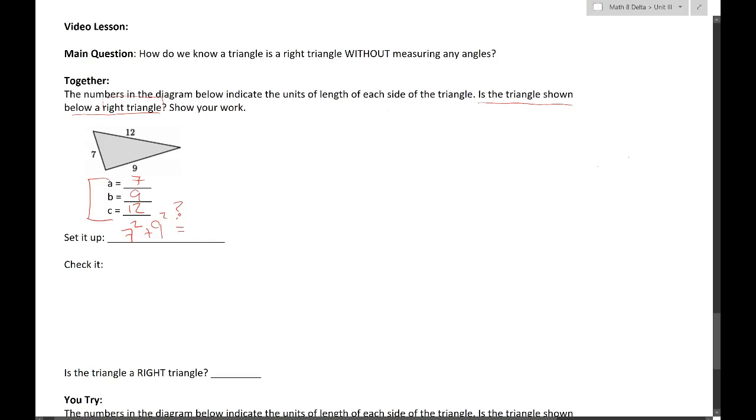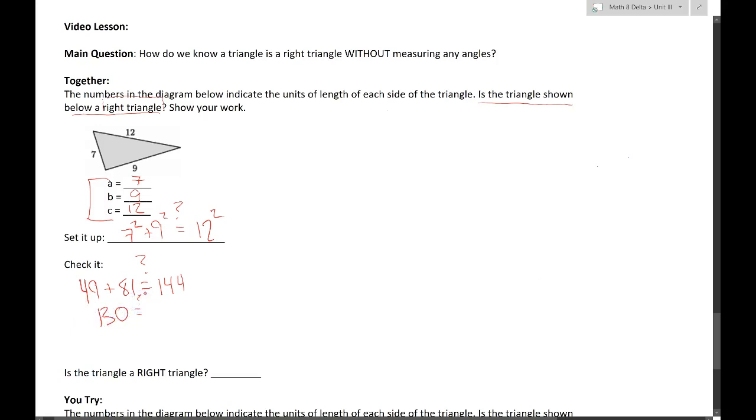Don't forget that question mark. It's a great way of reminding yourself that you don't actually know this yet. You're checking to see if that's true. So 7 squared plus 9 squared, a squared plus b squared, equals 12 squared. So let's go check it. Well, I know that 7 squared is 49, and 9 squared is 81, and 12 squared is 144. Throw that question mark back in there just to make sure. And it says 49 plus 81. 49 plus 81 is 130.